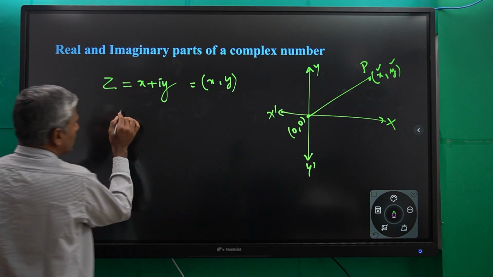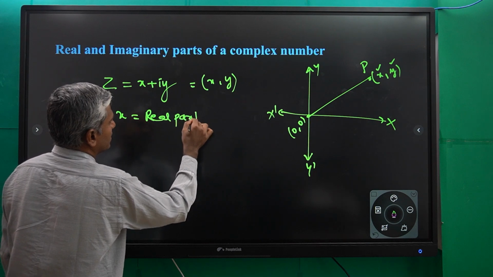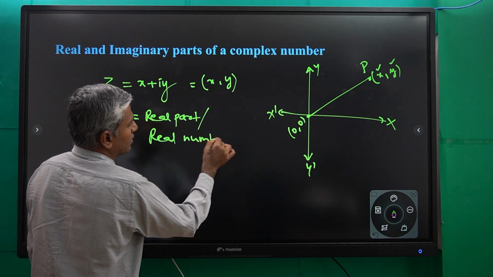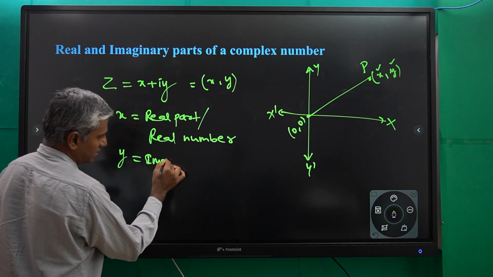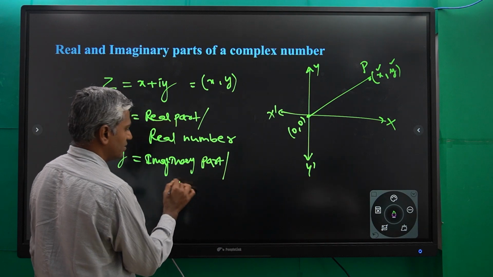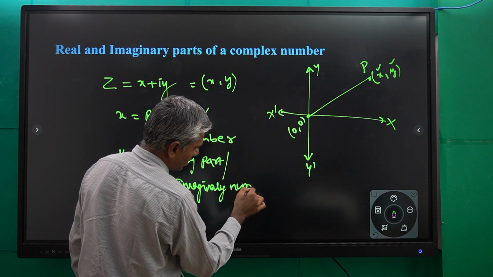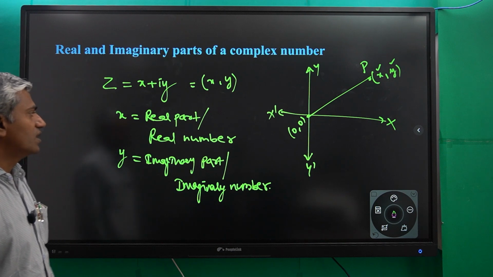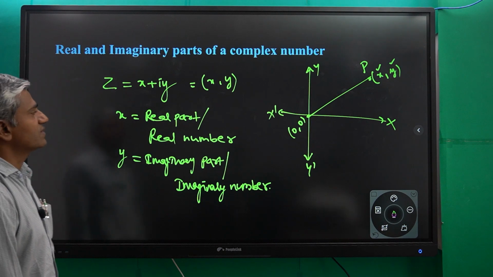Here x is called the real part or real number, whereas y is called the imaginary part or imaginary number. So z is equal to x plus iy is a combination of the real part and the imaginary part.